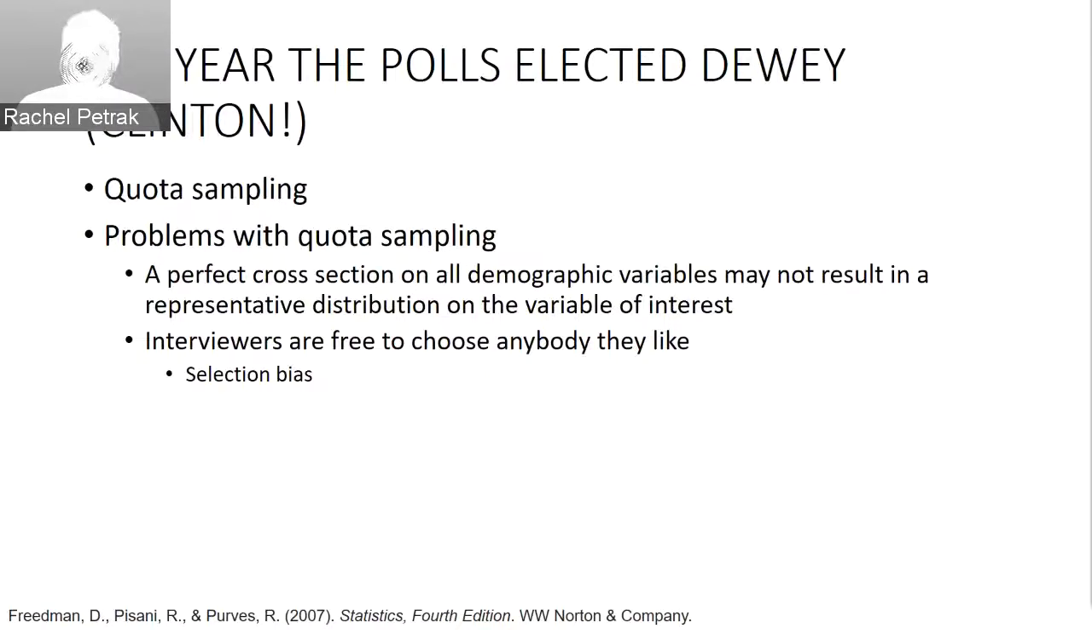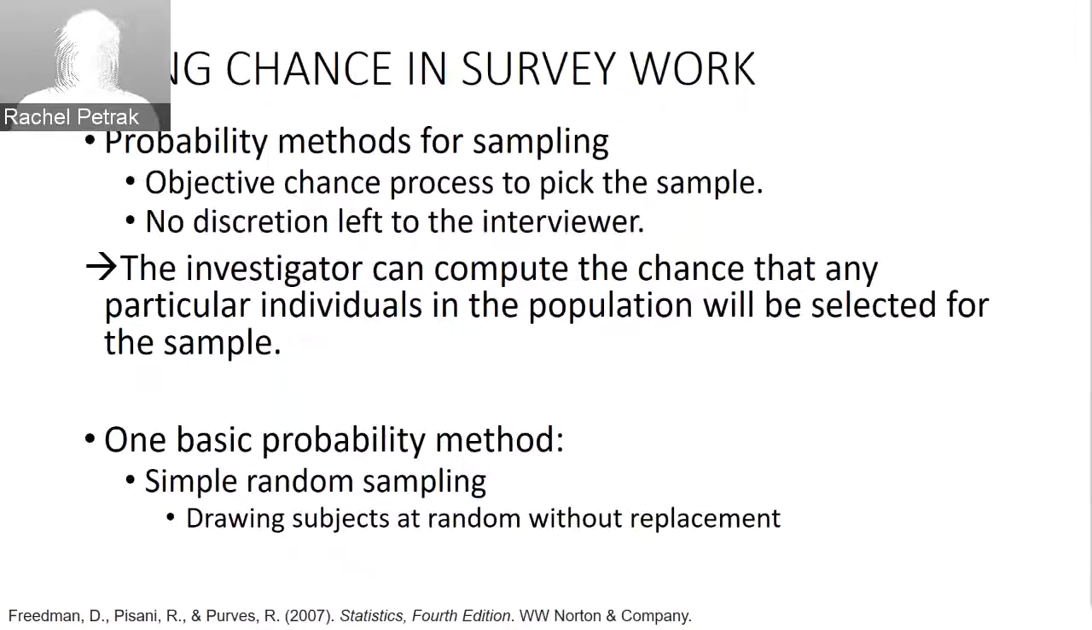How can we address these problems with quota sampling, which on the surface seems like a good procedure? Well, we need to use chance in our survey work. And there are a variety of probability methods for sampling. The point is that there's an objective chance process to pick the sample. No discretion can be left to the interviewer because it will inevitably introduce selection bias.